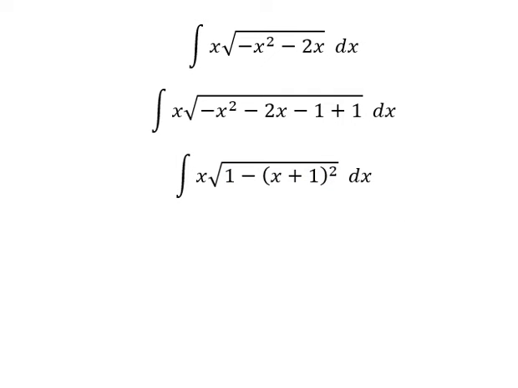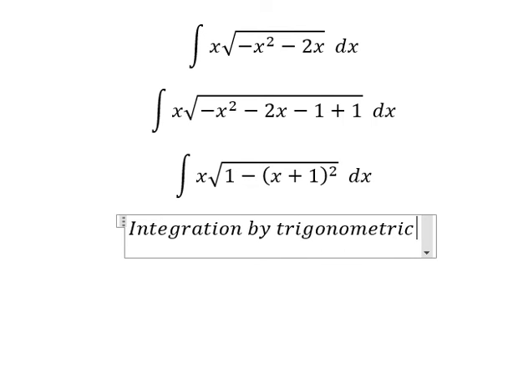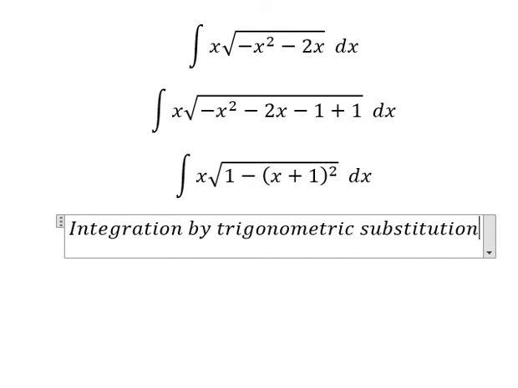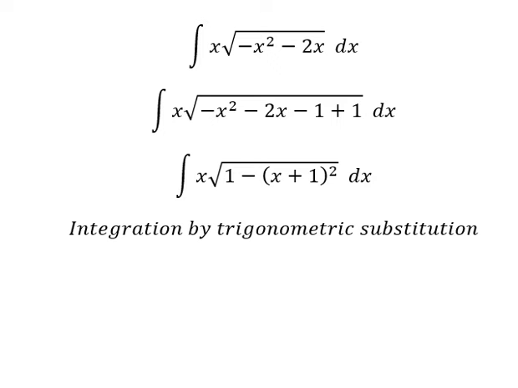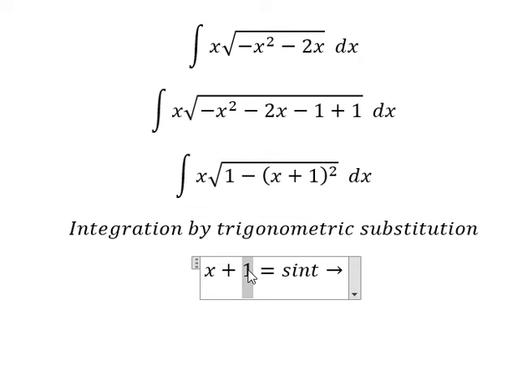Next, we need to use integration by trigonometric substitution. So I will put x plus 1 equal to sine t. Because we have x, I will put number 1 to the right.